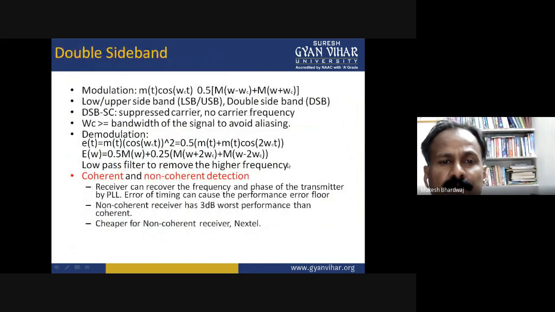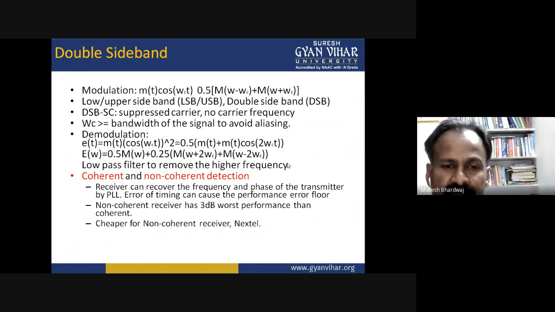Double sideband modulation, m(t) cos omega_c t, gives 0.5 [M(omega minus omega_c) plus M(omega plus omega_c)]. Lower and upper sidebands, double sideband suppressed carrier, no carrier frequency. Omega_c is greater than or equal to the bandwidth of the signal to avoid aliasing.